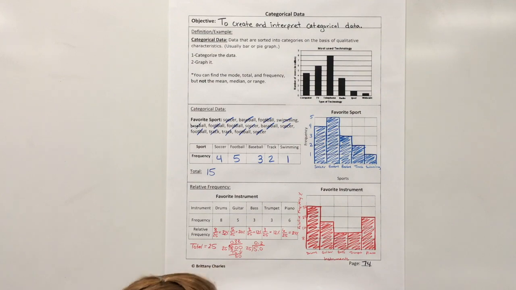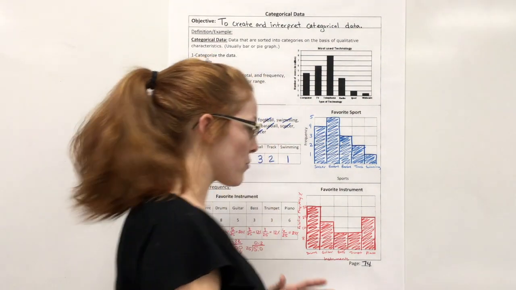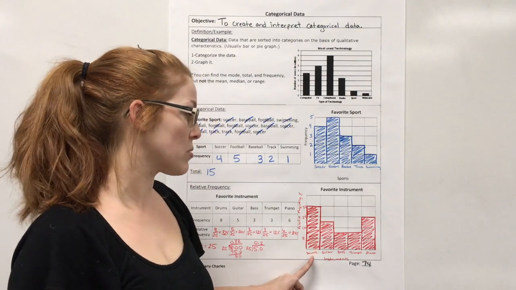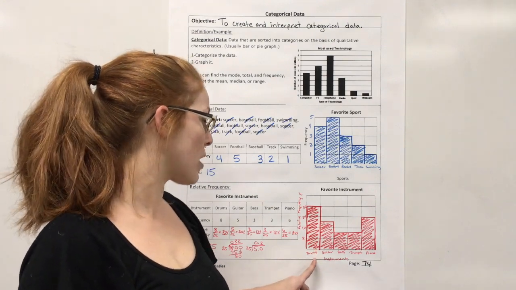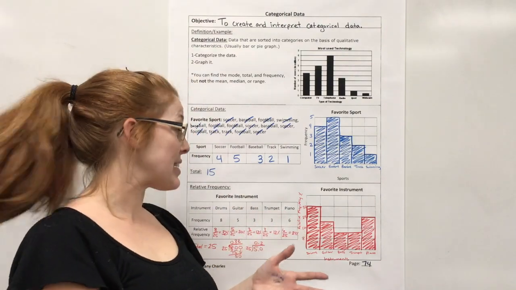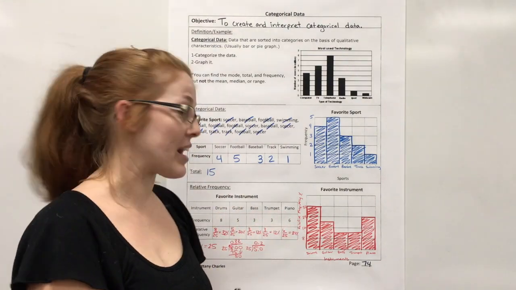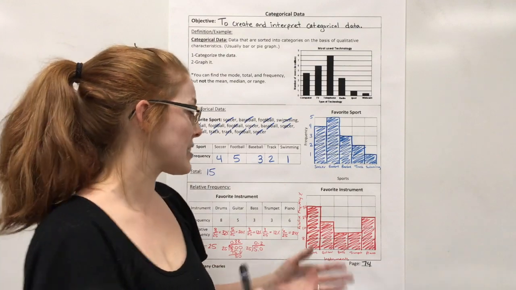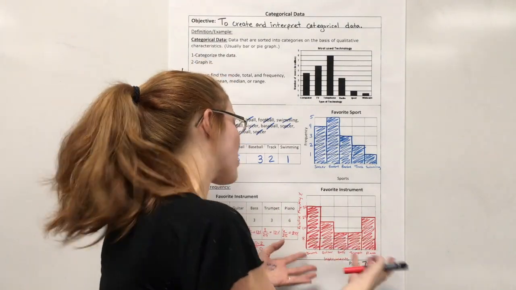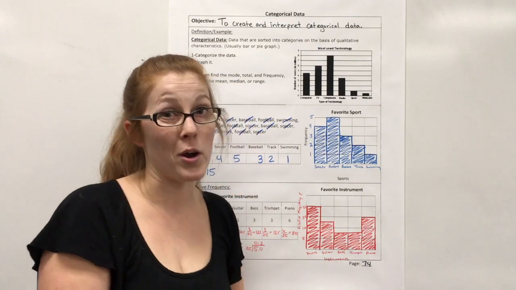Okay, again, I cannot find the median or the mean or the range, but I can find mode. In this case, the mode would be drums. Most people chose drums as their favorite instrument. I can still find ratios, and I've got the percentages. I can compare. I just can't find all the measures because this is categorical data rather than numerical.